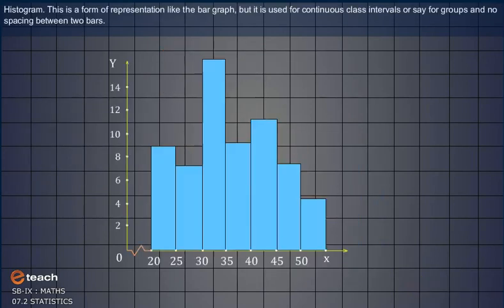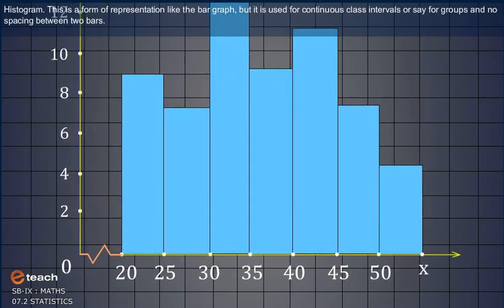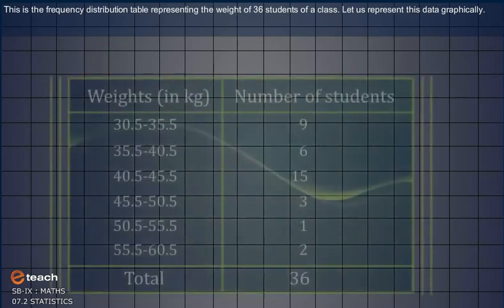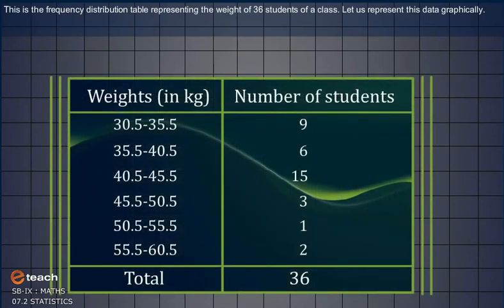Histogram. This is a form of representation like the bar graph, but it is used for continuous class intervals or groups, with no space between 2 bars. This is the frequency distribution table representing the weights of 36 students of a class. Let us represent this data graphically.